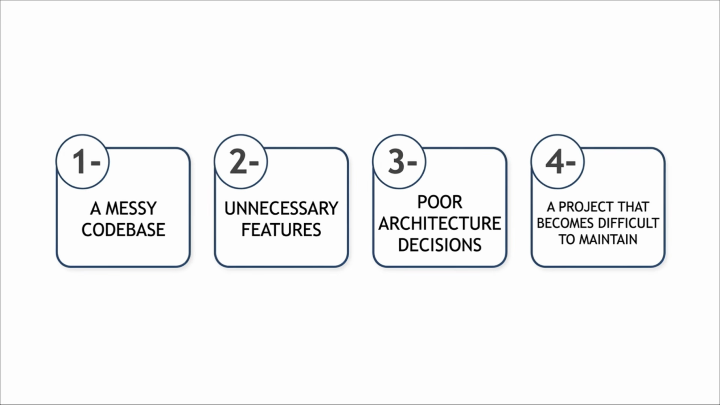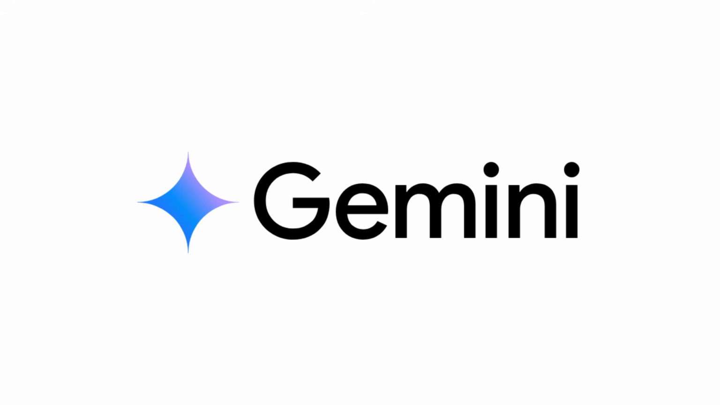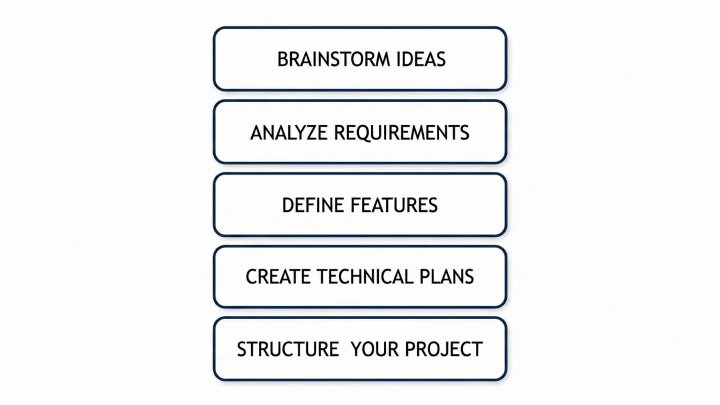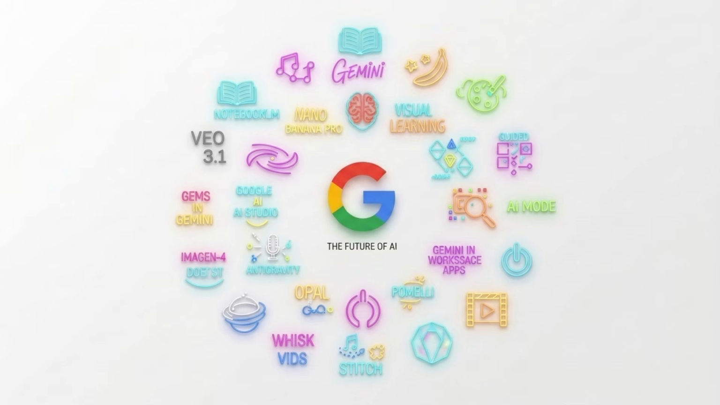The first step is planning. I'm going to show you how to properly plan your application using Google Gemini. Gemini is Google's AI assistant that can help you brainstorm ideas, analyze requirements, define features, create technical plans, and structure your project before development begins.